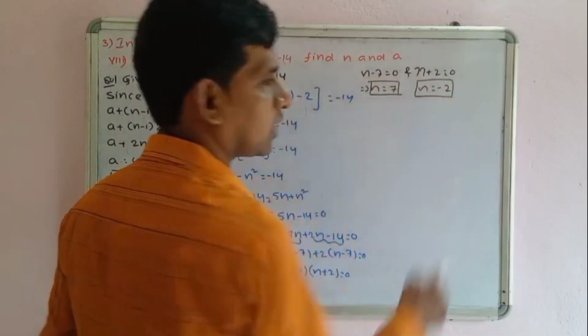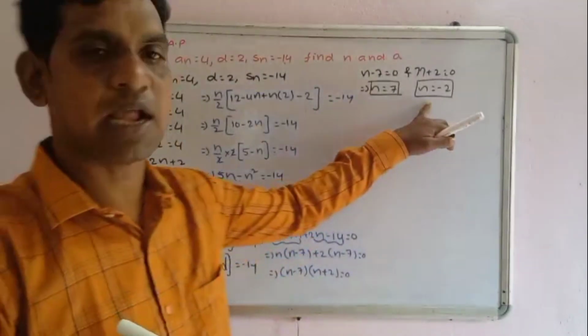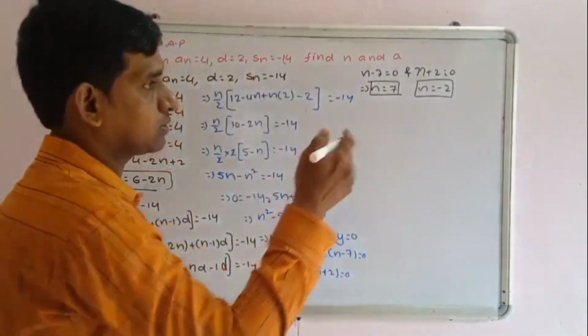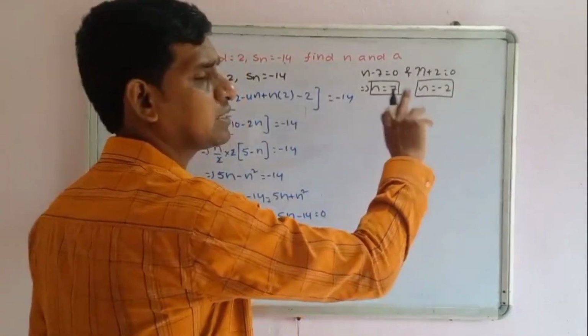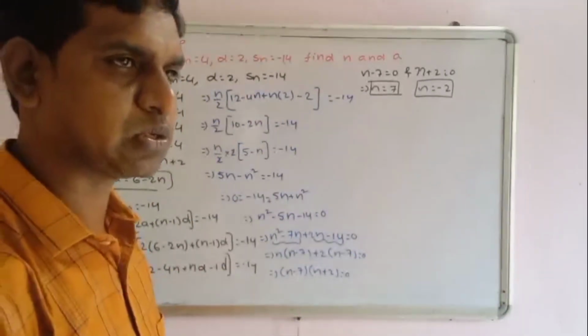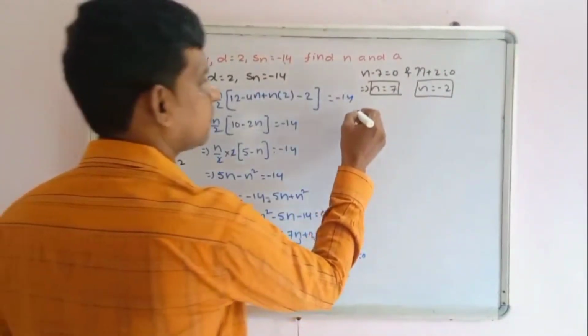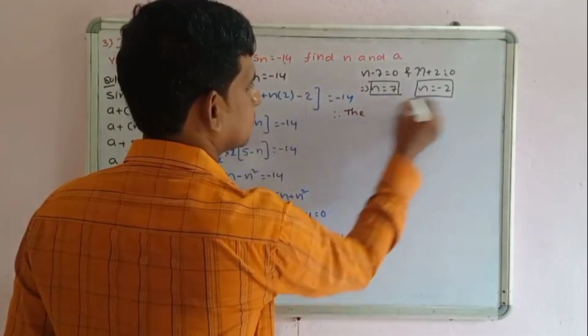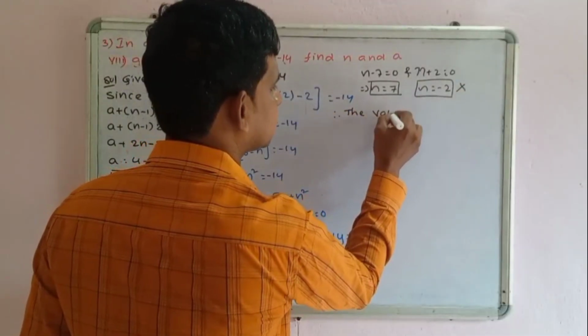n equal to minus 2 is not possible because n must be a natural number, a positive number. So a positive number is clearly a natural number. 7th term, 5th term, 6th term, it is not possible to say minus 2 term, minus 4 term. Therefore the value of n is 7.